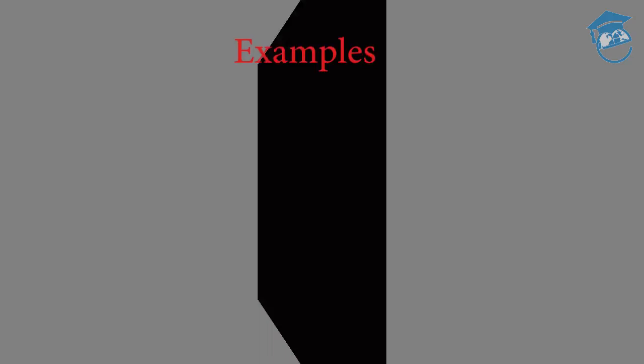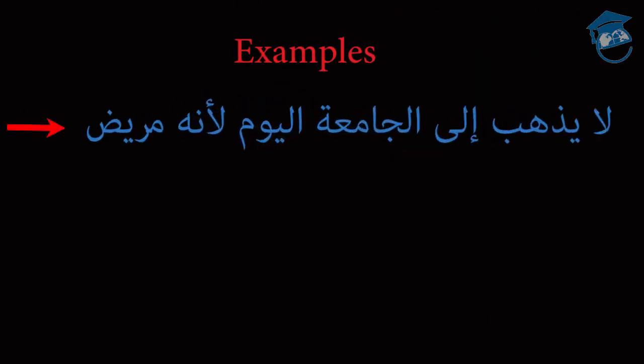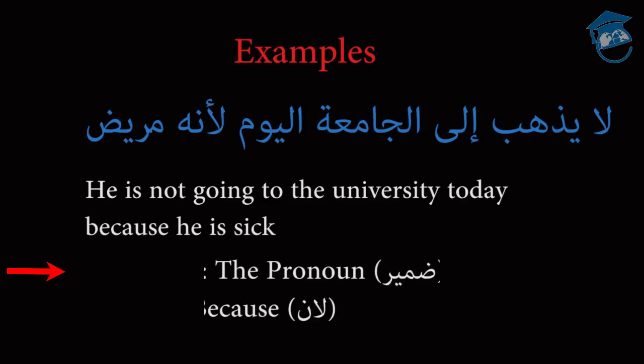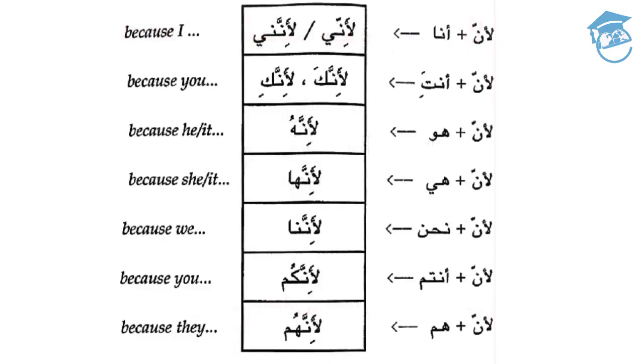In the second example, we have لا يذهب إلى الجامعة اليوم لأنه مريض. He's not going to the university today because he is sick. لأنه مريض is a full sentence, and for this reason we're using لأن. Notice that if the jumla ismiya that follows لأن begins with a pronoun, in this case huwa, the pronoun must be added to لأن. Let's examine the chart to see how this is done.